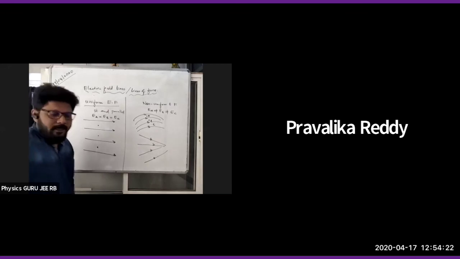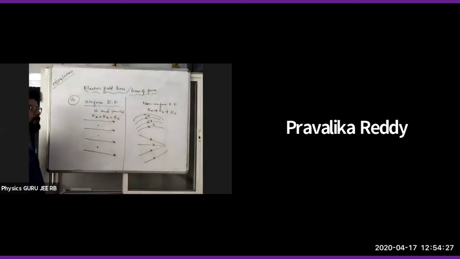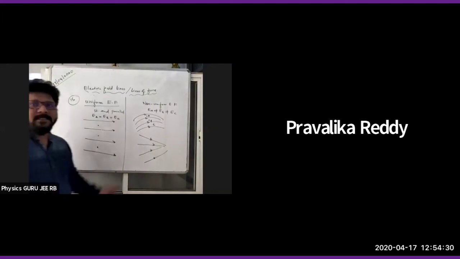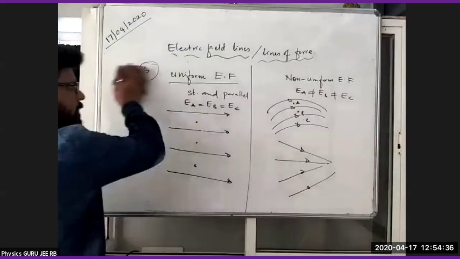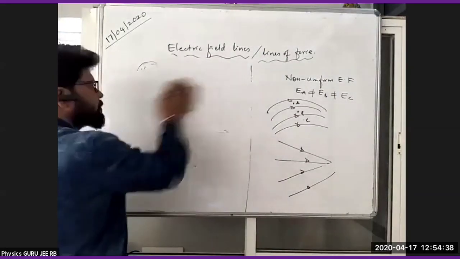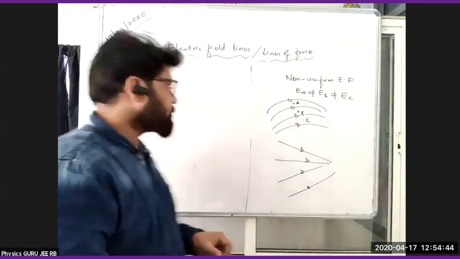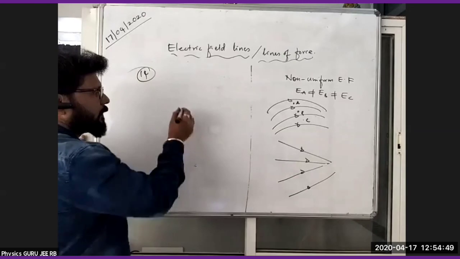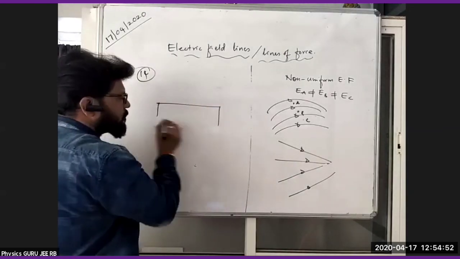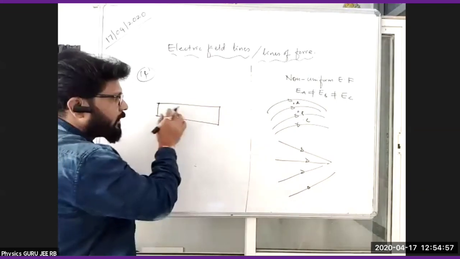Last one, electric lines of force. Electric lines are absent inside the conductor; they will only be outside the conductor. So if I take the 14th one, this is a conductor. For a conductor, all the charges are distributed outside. So there are no electric lines inside.